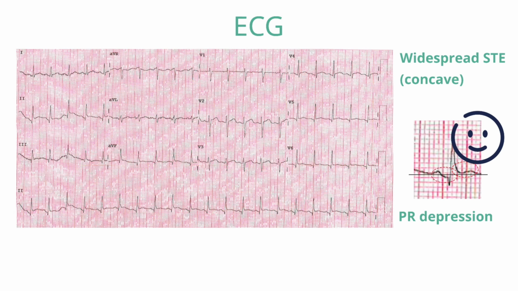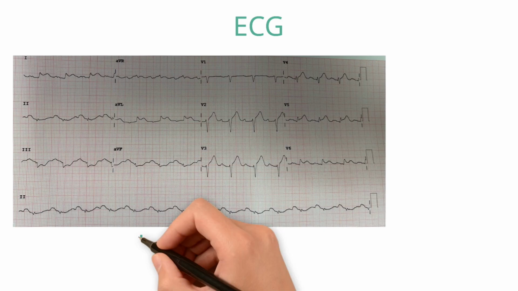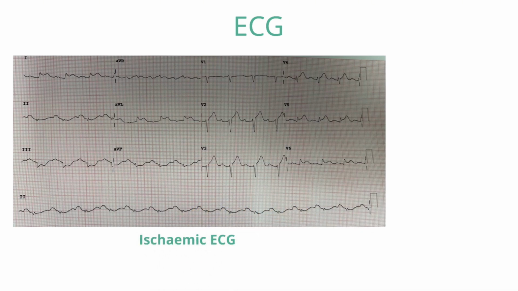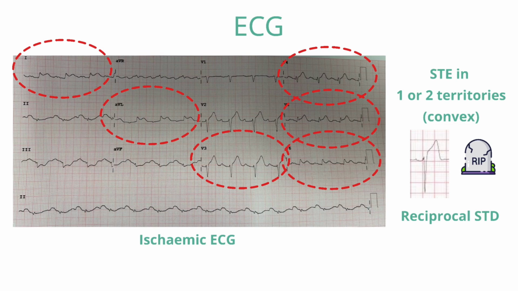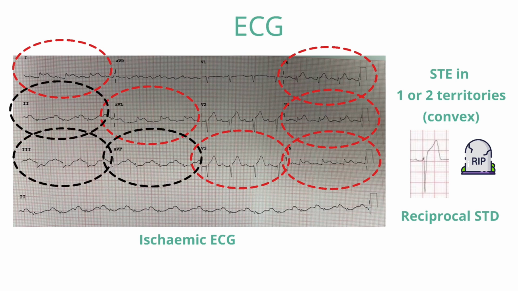Let's compare a pericarditic ECG to an ischemic one. Ischemic ST elevation is more convex or tombstone-like and occurs in just 1 or 2, but not all 3 territories, and is associated with reciprocal ST depression, unlike in pericarditis. Here we can see ischemic ST elevation in the anterolateral leads, with reciprocal ST depression in the inferior leads. Beware of any ECG labelled as pericarditis with significant ST depression in any lead other than AVR, as this is more likely to be ischemic.